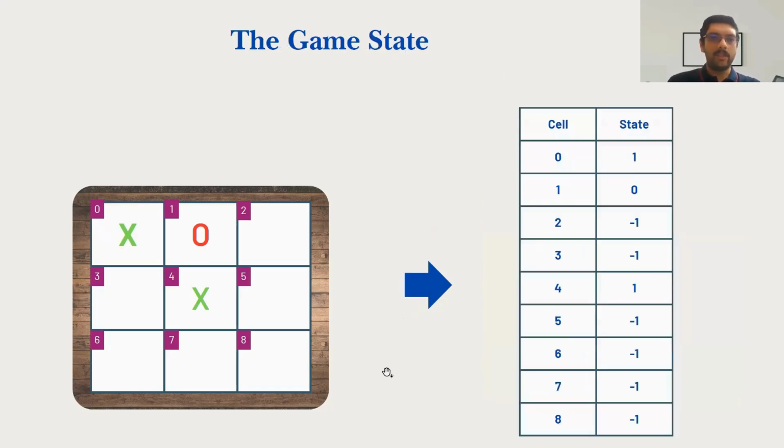So now you can see the pattern. Now this tic-tac-toe board can be written as a column of numbers: 1, 0, -1, -1, 1, -1. Everything else is -1, right? All the empty ones are -1.